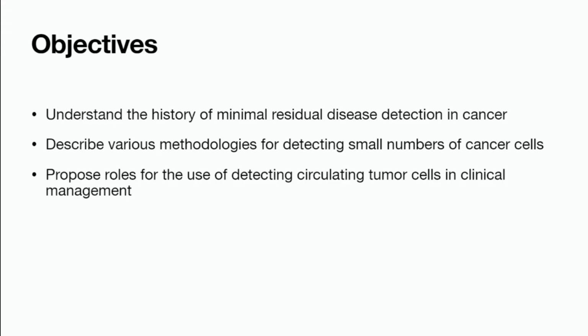The objectives today are to understand the significance of minimal residual disease in cancer and how to detect it. I'm going to talk about a number of different modalities for detecting small amounts of cancer in patients with cancer. And we're going to talk about how circulating tumor cells might be useful in a diagnostic and prognostic setting.